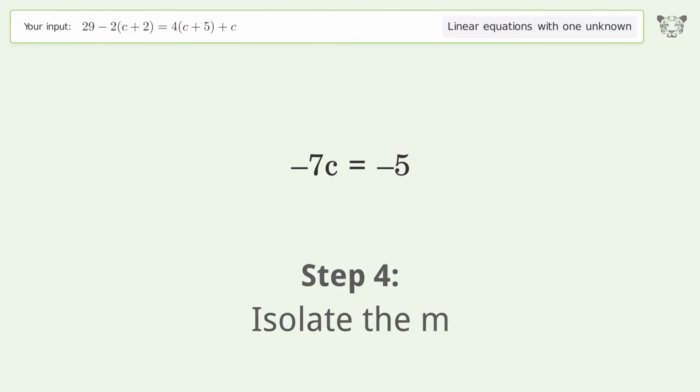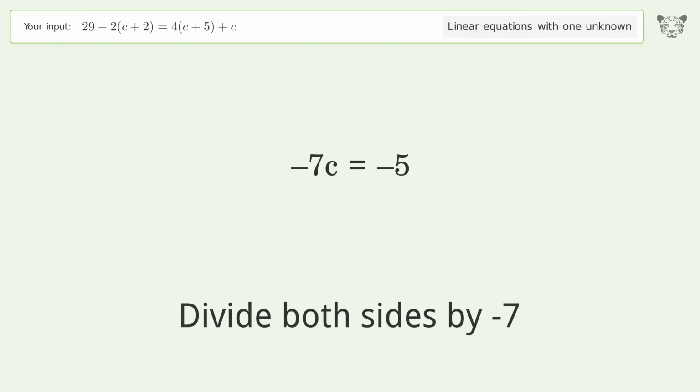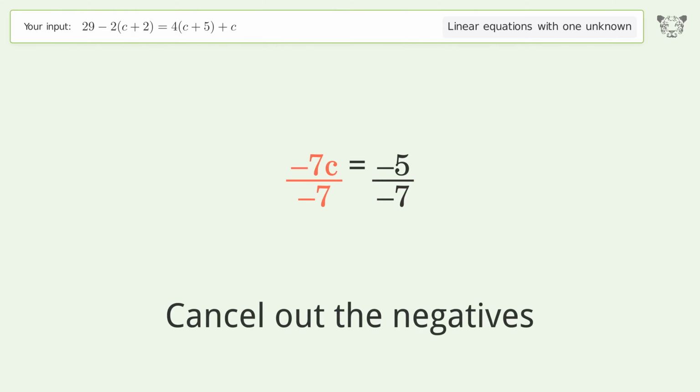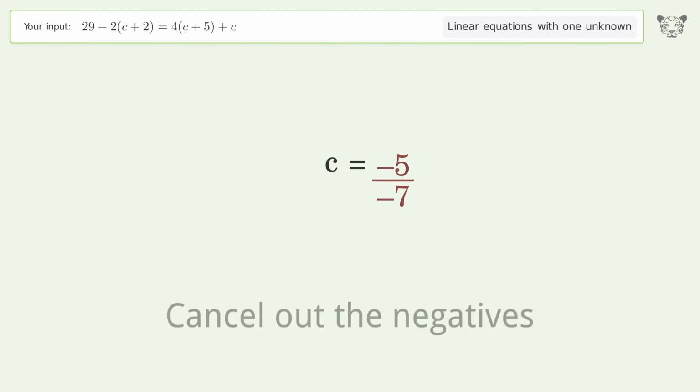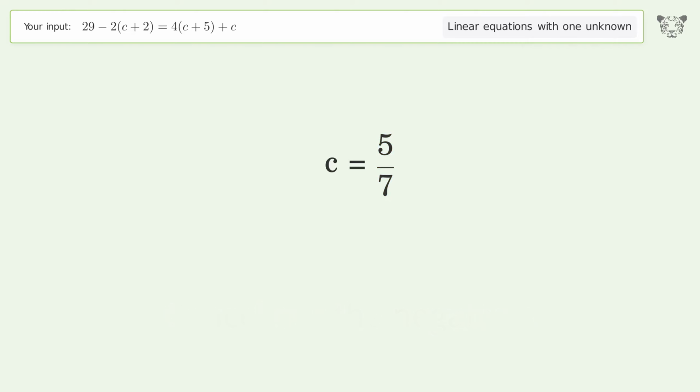Isolate the m. Divide both sides by -7. Cancel out the negatives. Simplify the fraction. Cancel out the negatives. And so the final result is c equals 5/7.